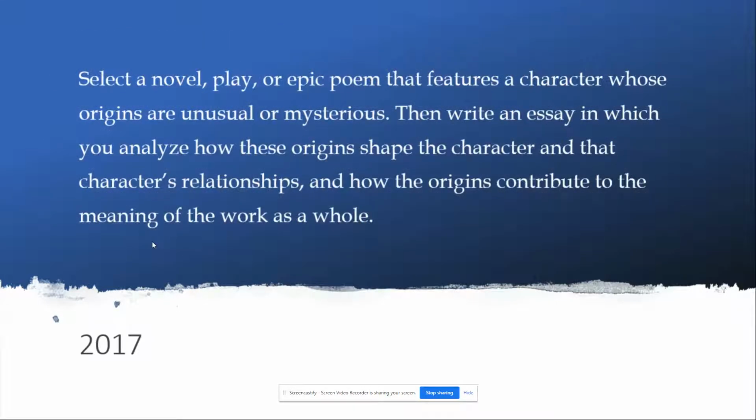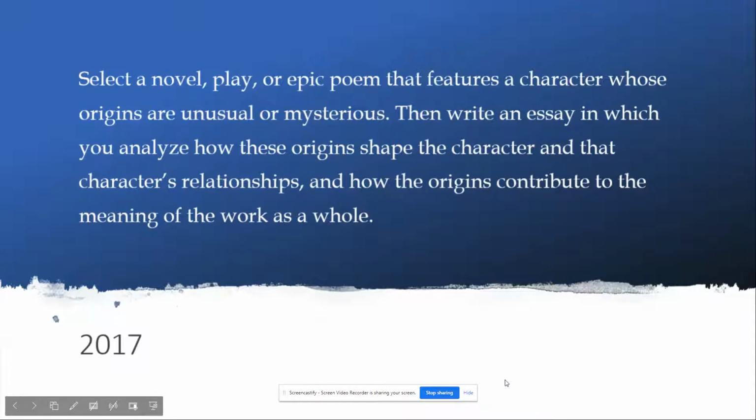Here's the next one. Select a novel, play, or epic poem that features a character whose origins are unusual or mysterious. Then write an essay in which you analyze how these origins shape the character and that character's relationships, and how the origins contribute to the meaning of the work as a whole. There it is again. The most important thing here is analyze how these origins shape the character, the relationships, or the meaning of the work as a whole.